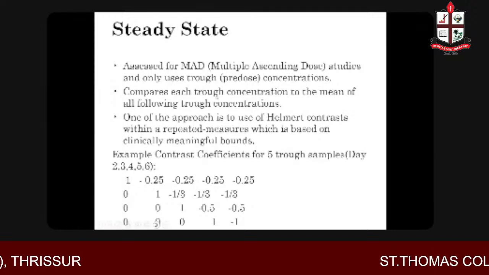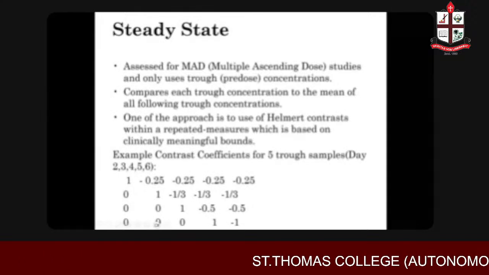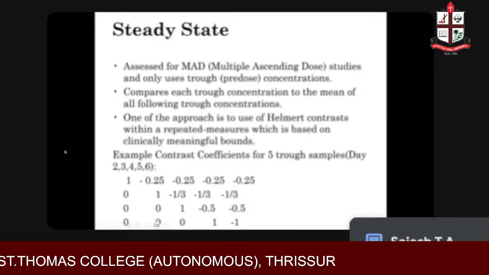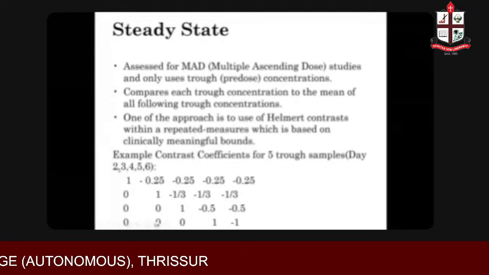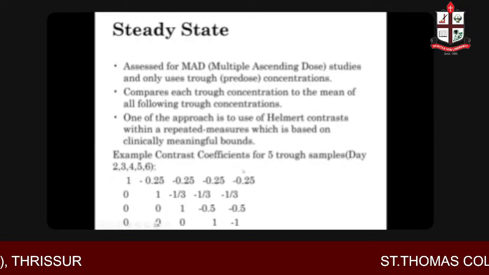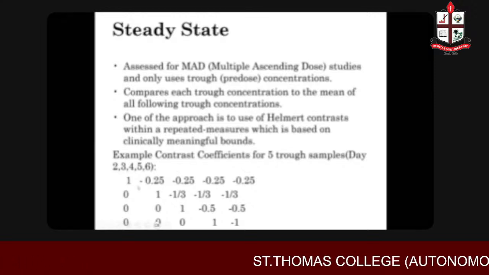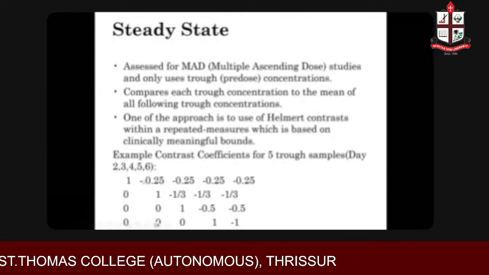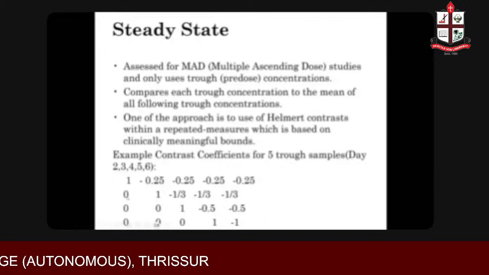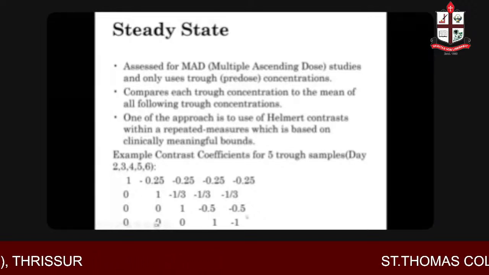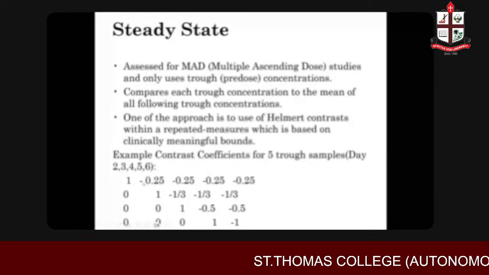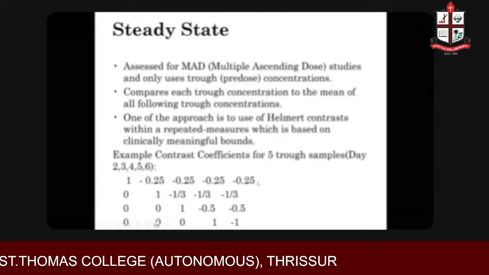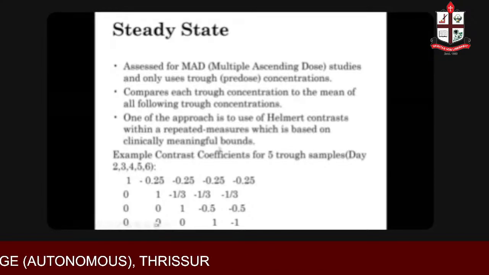So in this method, for example, the first trough is there. In this case, 5 troughs are there, with sample collection on days 2, 3, 4, 5, 6. In each trough, day 2 will be compared with the mean of the other days. If it is the same, then we can decide that the steady state is attained at day 2 itself, or it can be attained on day 3, day 4, or day 5. Here we are using the Helmert contrast, but you can use anything. Here you can put 4, -1, -1, -1, -1, so obviously the sum is going to be 0. As a statistician, you know this logic, right? So let us see an example.